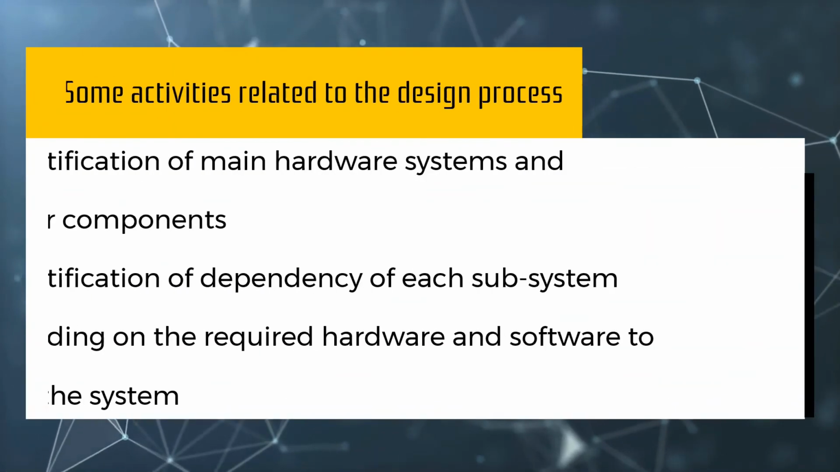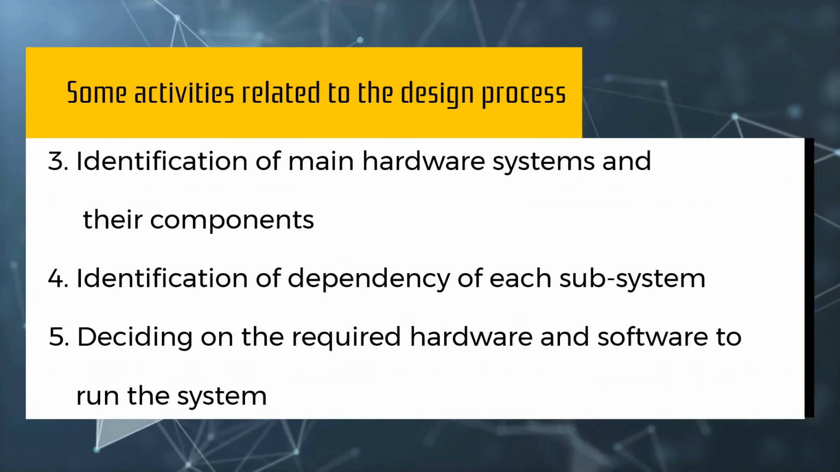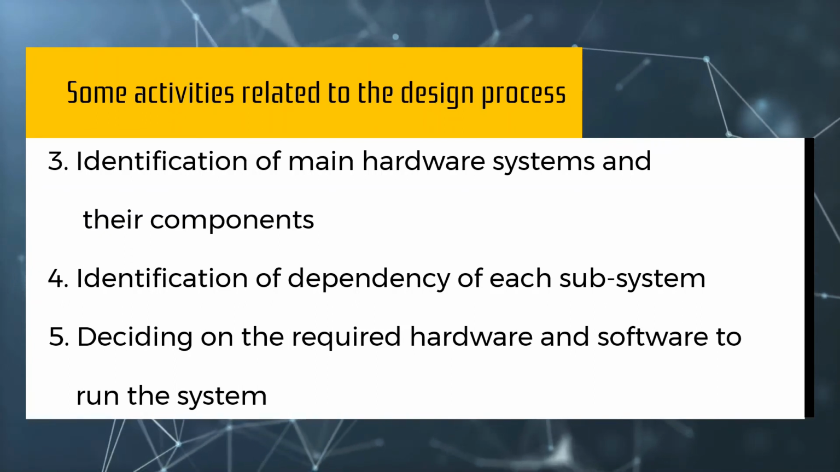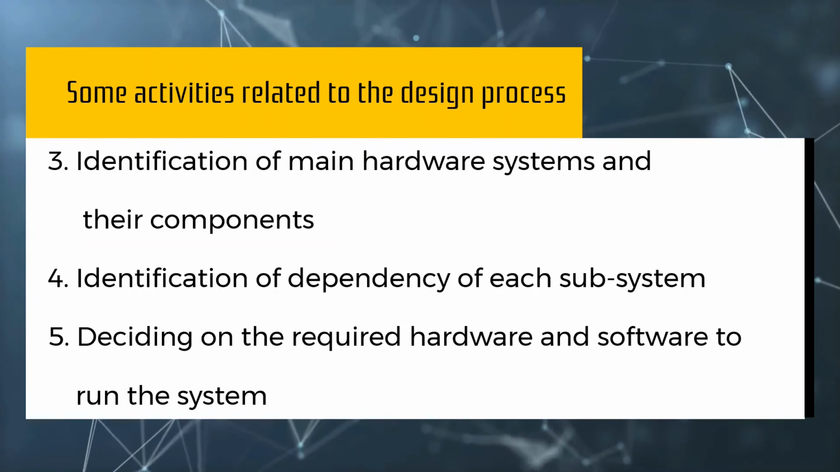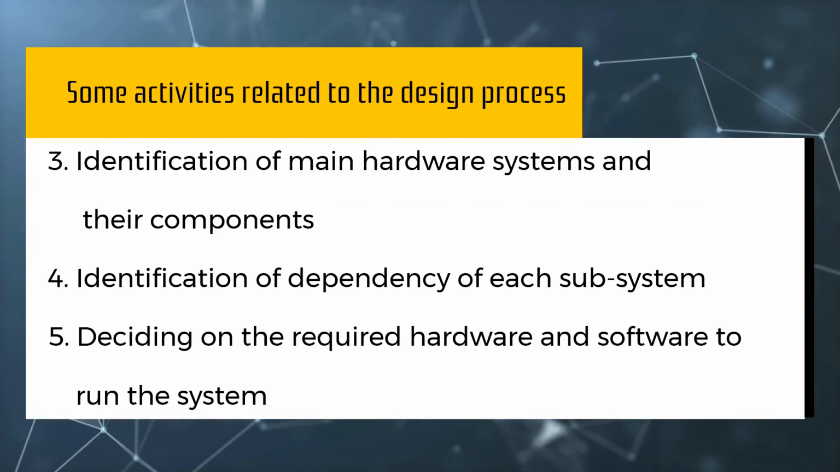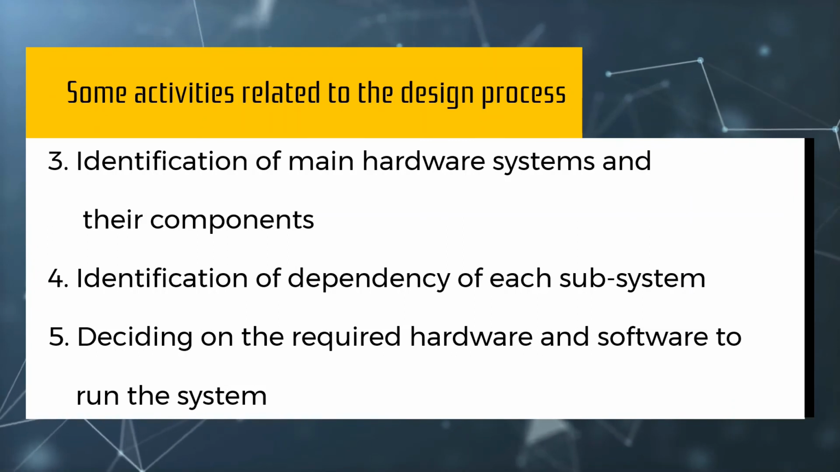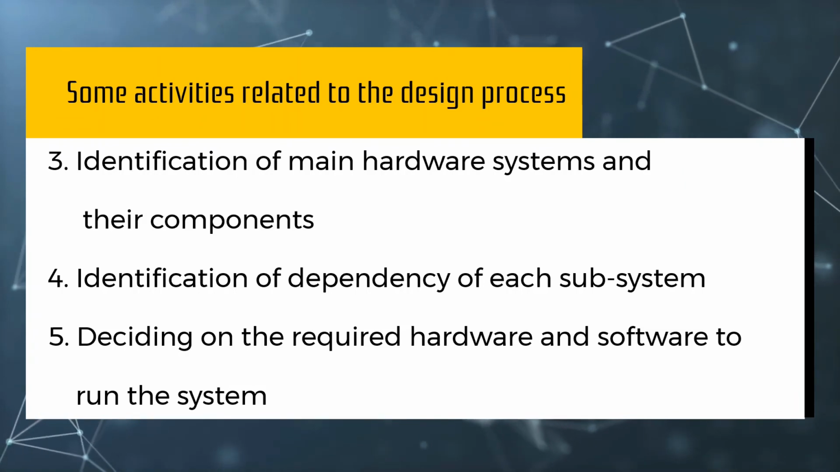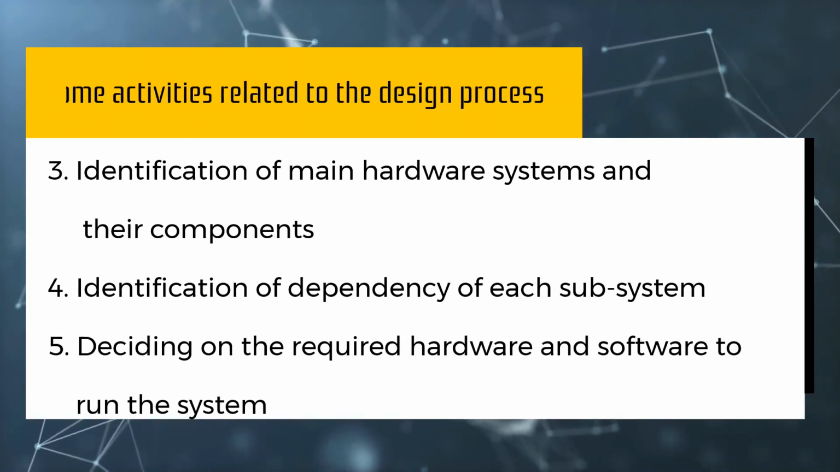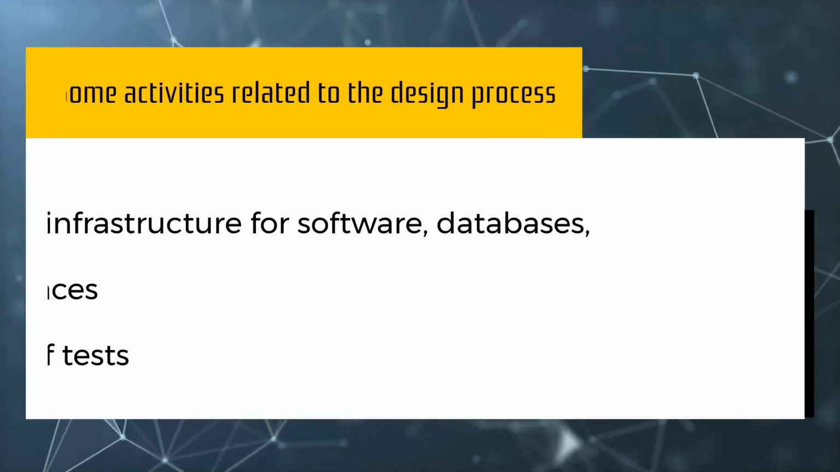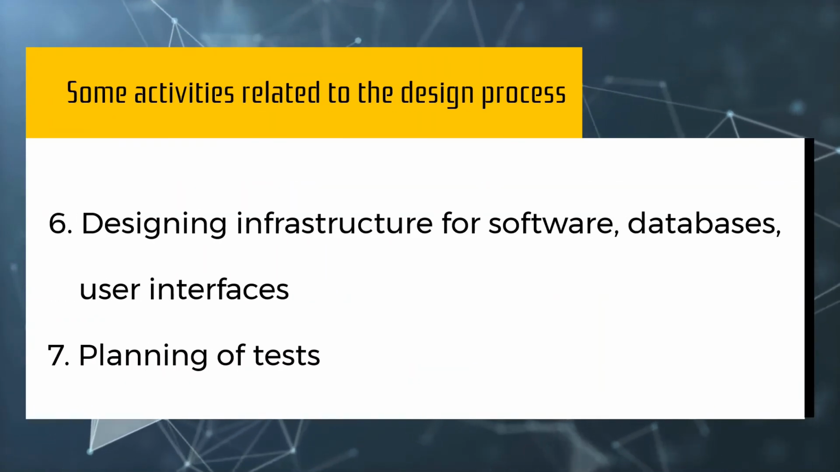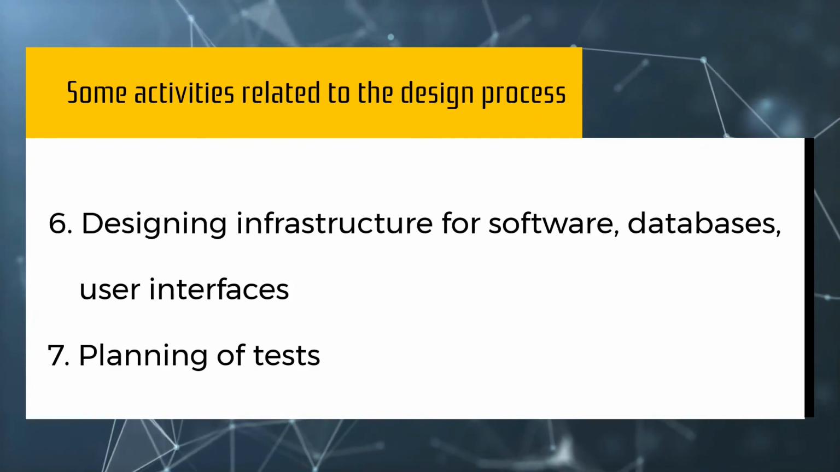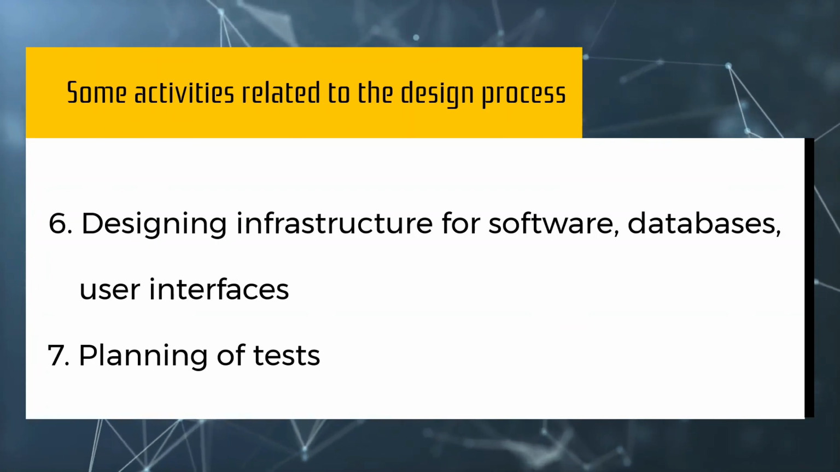Number 3, identification of main hardware system and their components. Number 4, identification of dependency of each subsystem. Number 5, designing on the required hardware and software to run the system. Number 6, designing infrastructure for software, databases, and user interfaces. And number 7, planning of tests.